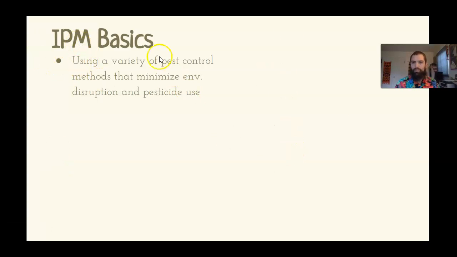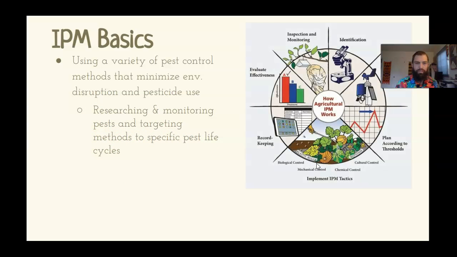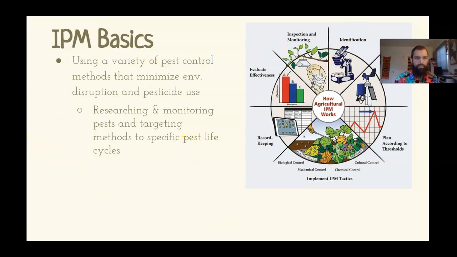So integrated pest management is using a lot of different types of pest control methods that minimize the environmental destruction and pesticide use. So you're doing a lot of researching and monitoring pests and targeting specific methods to specific pest life cycles. So you're really understanding the different pests. Basically, you're using different biological controls, chemical, cultural controls. These are all different ways, different approaches to handling the pest, and it's having a lot of different strategies that is the most important thing, right?